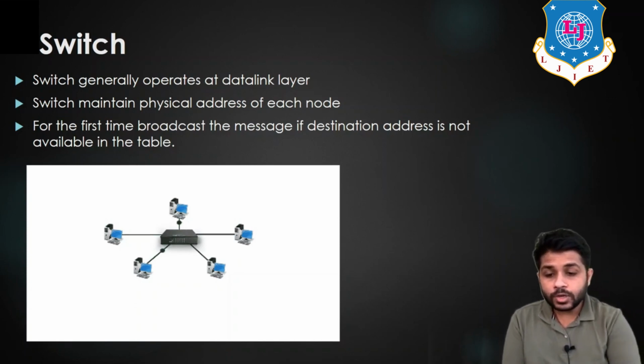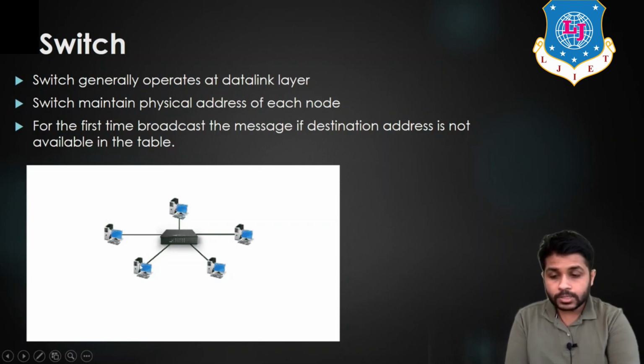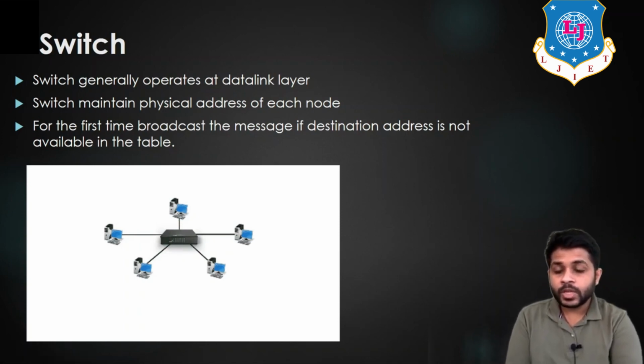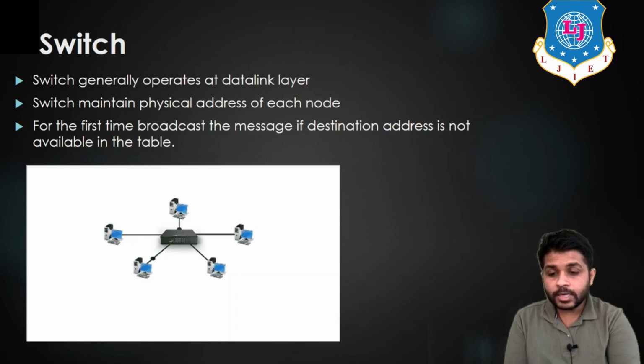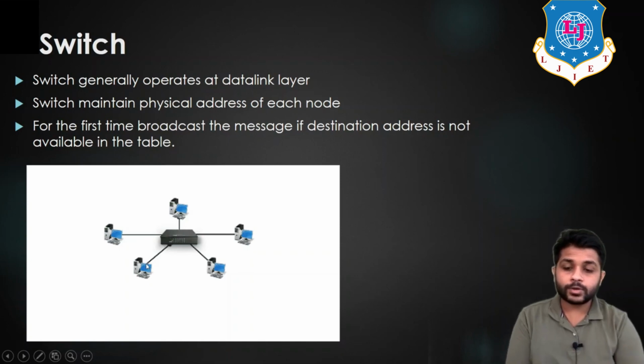So the switch actually knows to which interface which MAC address device is connected. By knowing this, the switch can easily forward the packet. For example, if this device is sending data to this device, when the data is received by the switch, from the data the switch can understand to which device the data should be forwarded. And how does it know? By using the switching table. So when the switch receives any data, it will check the switching table, and by checking the switching table, it will forward the data to the destination.